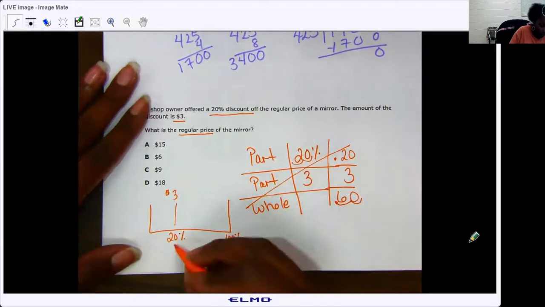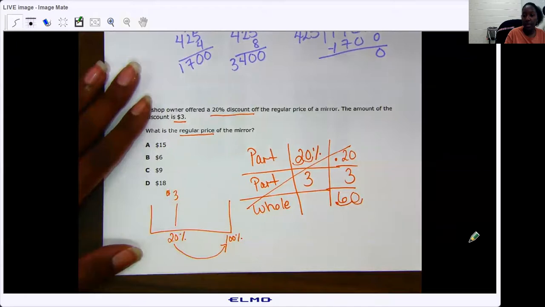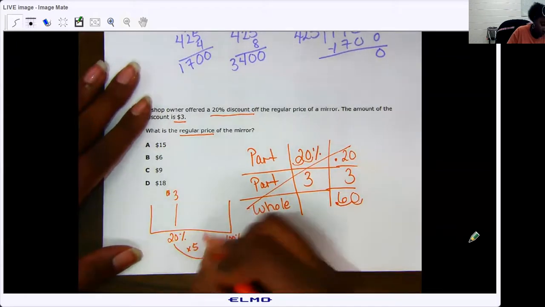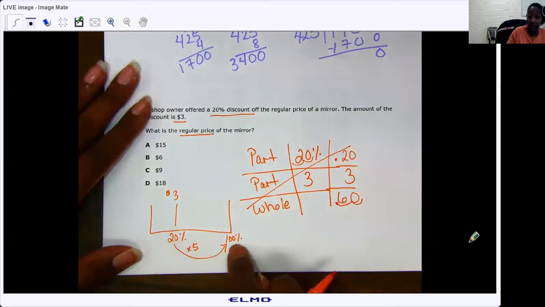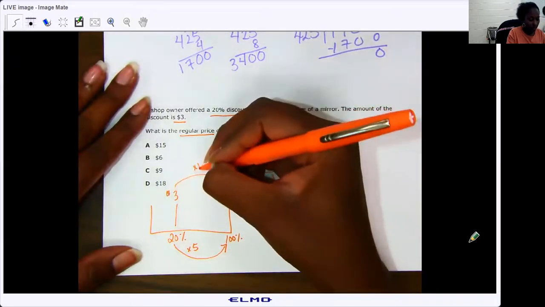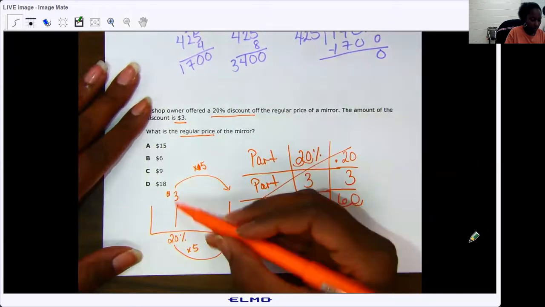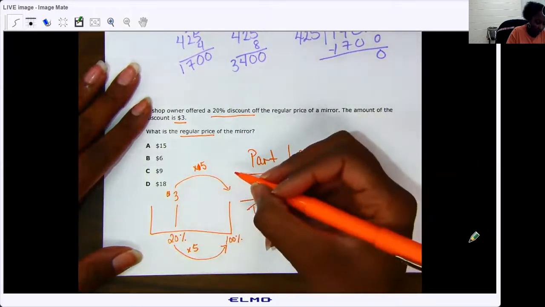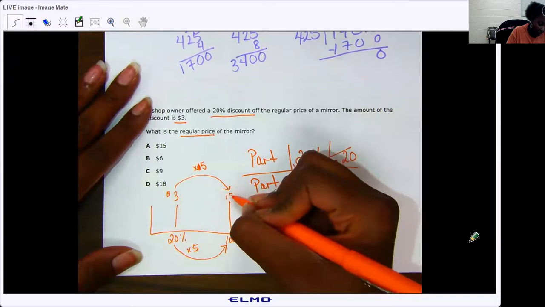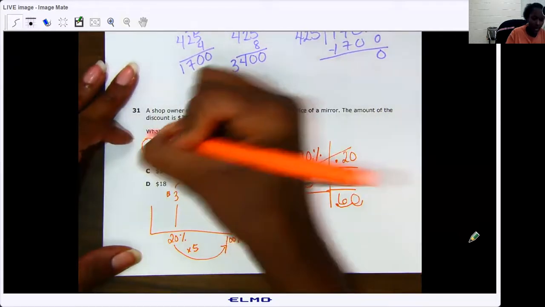All right, what can I do to 20% to get to 100%? I can multiply it, right? I can multiply it by 5. 20 times 5 gives me 100%. So I should be able to do the same to my total, or excuse me, my discount to get my total. So 3 times 5 would be 15, which I have as an answer choice right here.